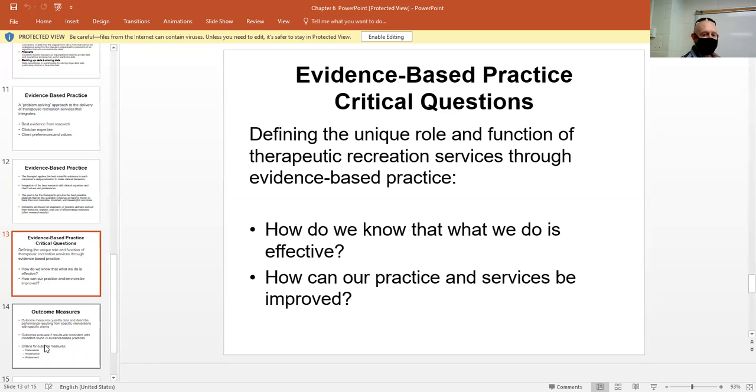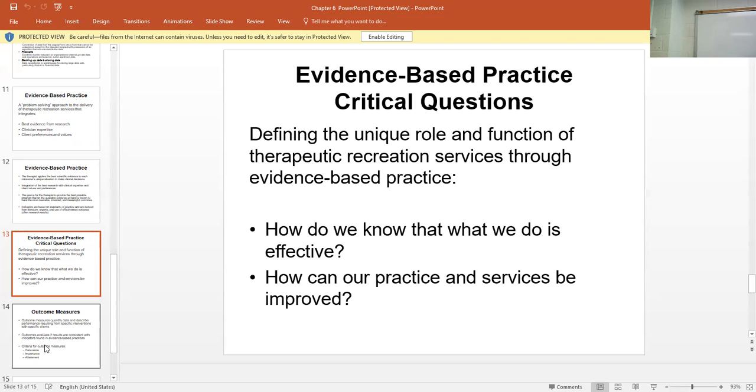Now, it's a constant thing that also happens when you're a practitioner in recreation therapy. You want to ask yourself the same thing. How do I know whether what I'm doing is effective? The answer to that is, are they reaching their objectives and their goals? That tells you right there whether or not what you're doing is effective. As a practitioner, you also always want to be saying, how can our practice and services be improved? You need to be a little self-critical sometimes.